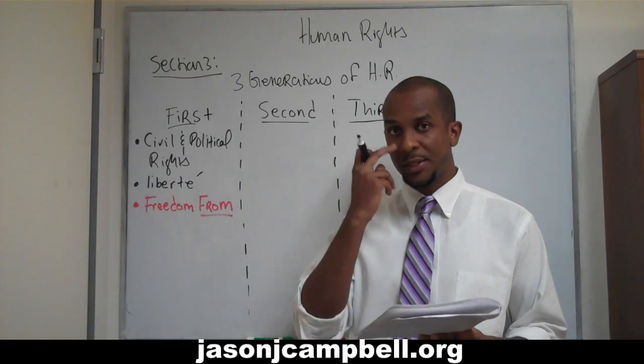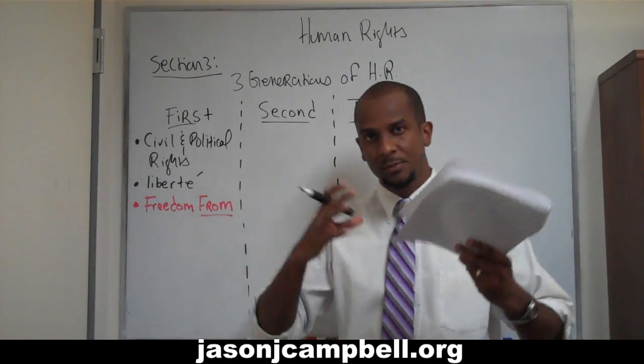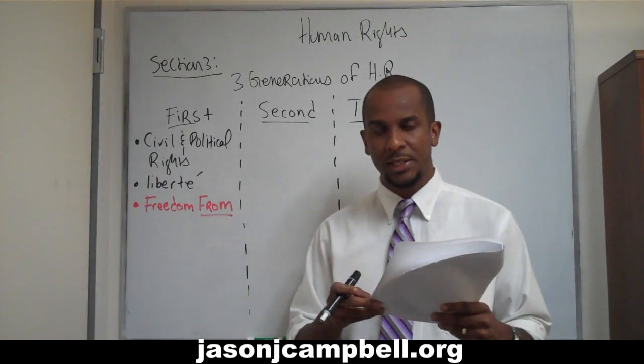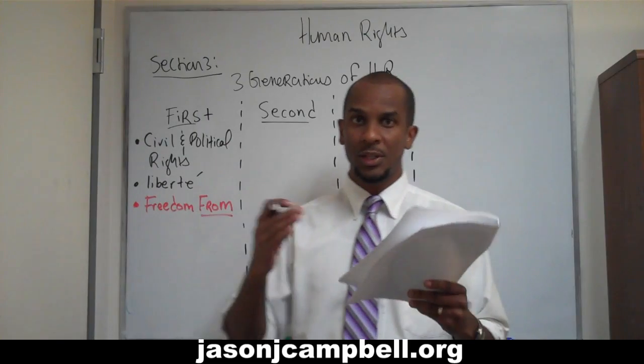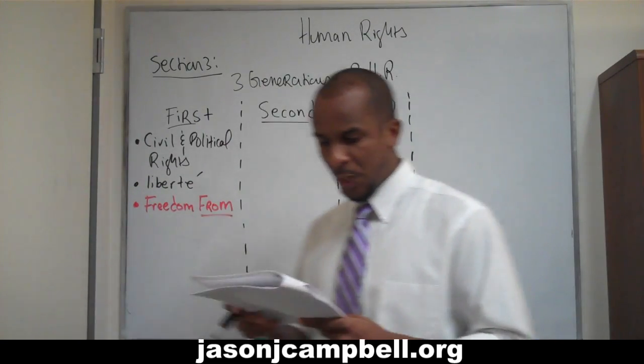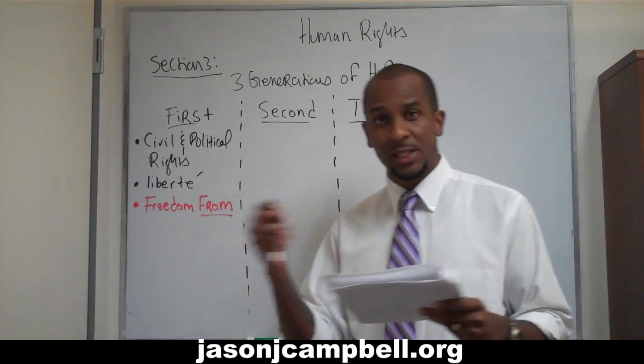First generation rights, civil and political rights, are conceptualized, not entirely, but for the most part, this is sort of a generalized account, for the most part are understood in terms as a freedom from. So, what are some examples? An example might be a freedom from discrimination.